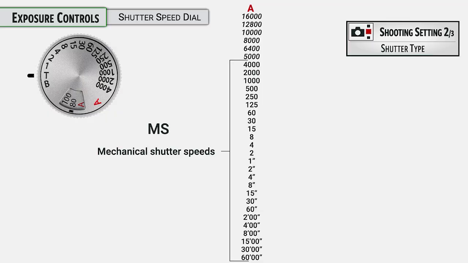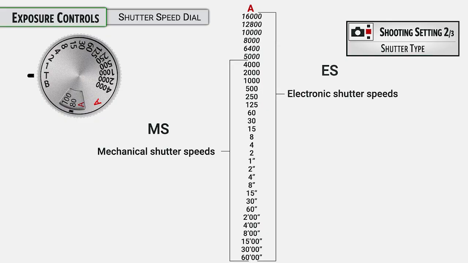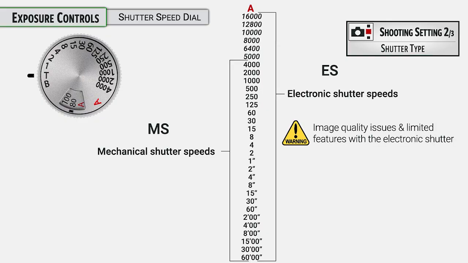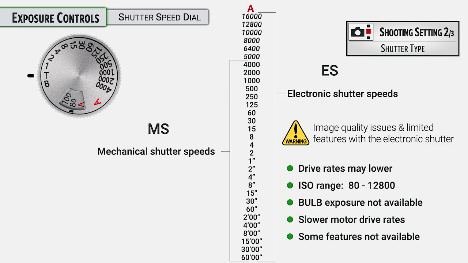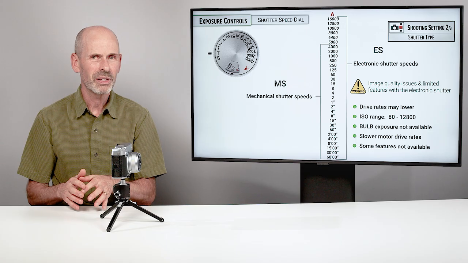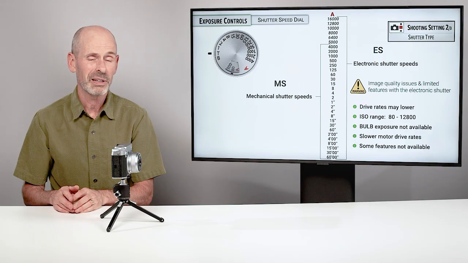All right, so we have our range of shutter speeds with the mechanical shutter from 4,000th of a second down to 60 seconds. The electronic shutter speeds will go all the way up to 16,000. But as I say, the electronic shutter has a lot of funkiness to it, which means it doesn't play well with a lot of other features in the camera. And so this is probably something you don't want to use as your default setting on the camera.